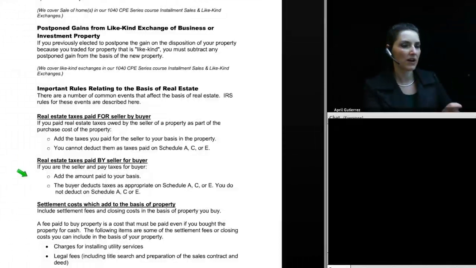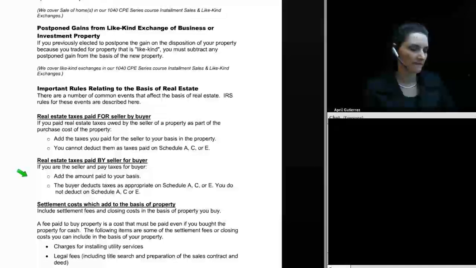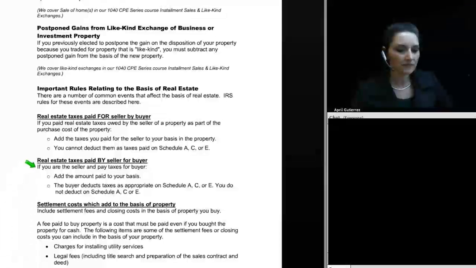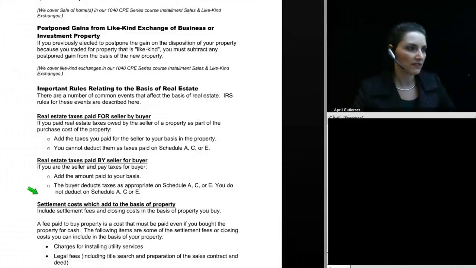And it's just a matter of where you put it on what used to be the Schedule D and now the 8849, where you put those amounts. So if you are the seller and pay taxes for the buyer, you add the amount paid to your basis. The buyer deducts the taxes as appropriate on Schedule A, C, or E. You do not deduct them on Schedule A, C, or E.